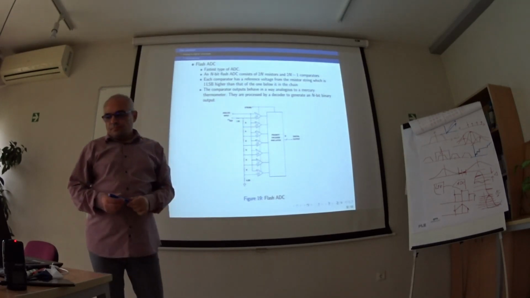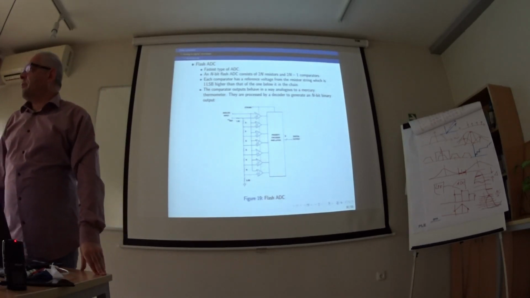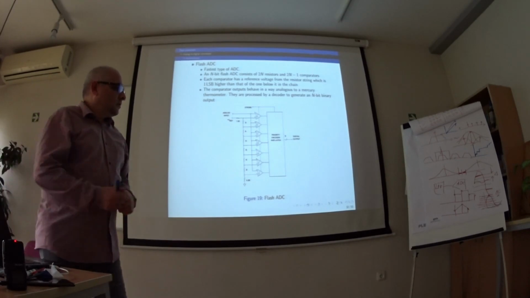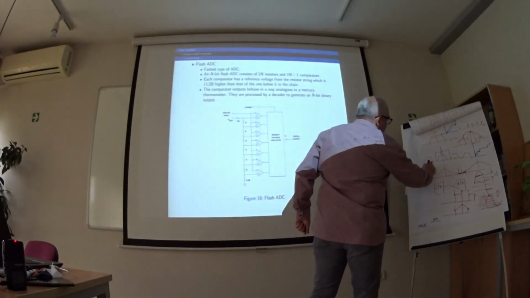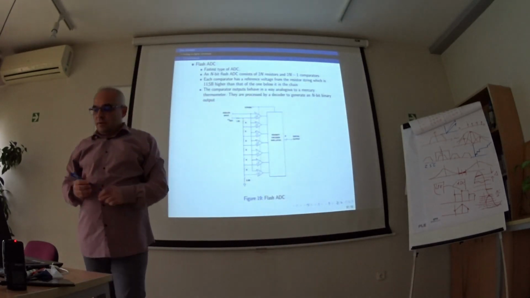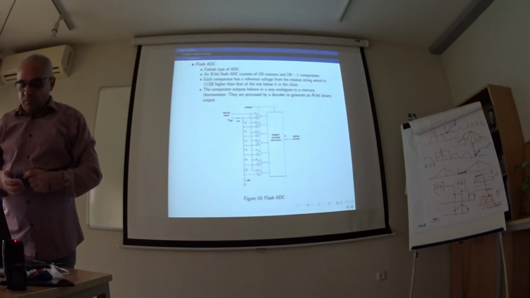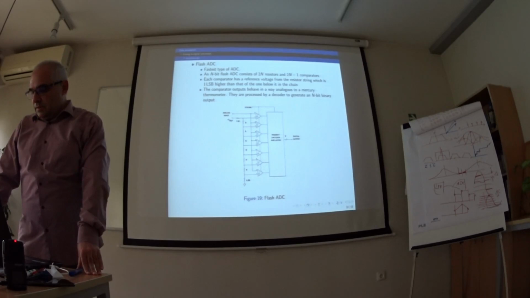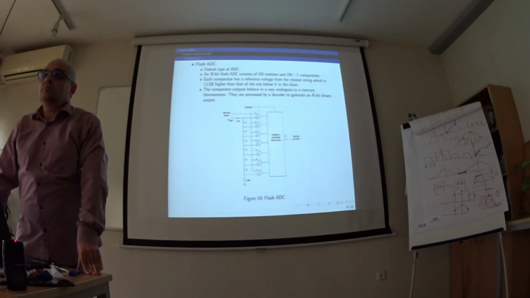If you want to achieve, let's say, an 8-bit analog to digital converter, you should have 256 such comparators. It's not very convenient for manufacturing, a lot of power consumption, but this is the fastest analog to digital converter at all.